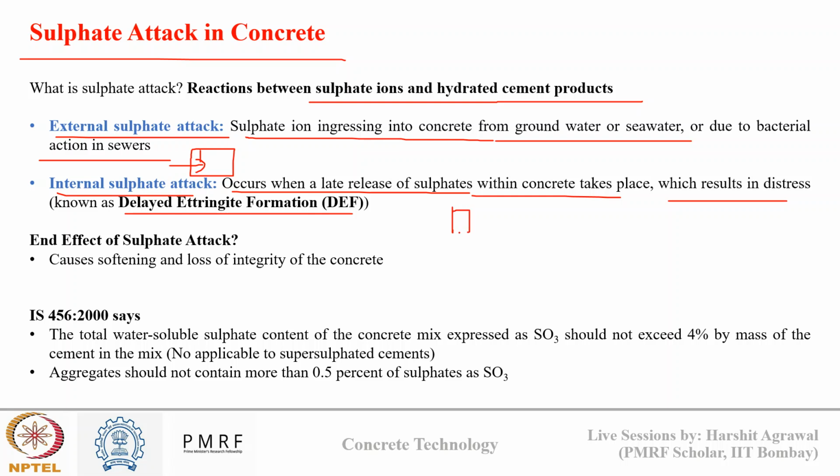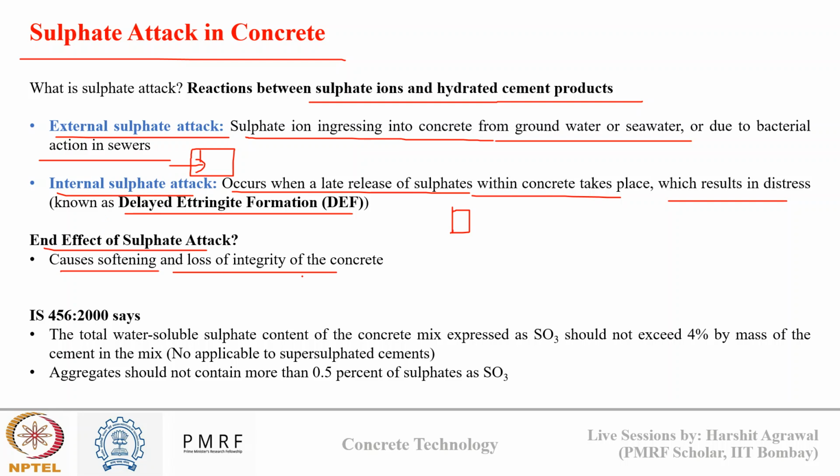So I have a concrete structure, there is no ingress of sulfates from the surrounding, but the sulfates that are already present inside the concrete are causing distress in concrete. That is known as internal sulfate attack. Now, what is the end result of sulfate attack? It causes softening and loss of integrity of concrete.